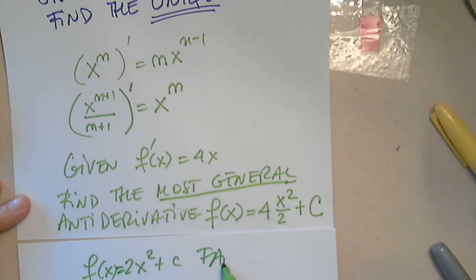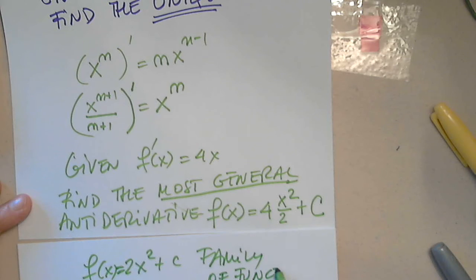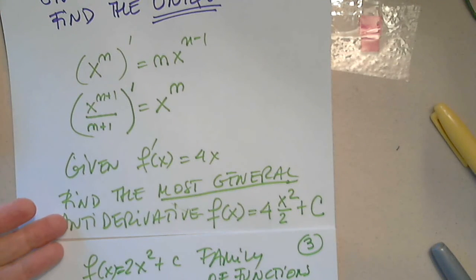It's a family of functions, with all of them having f prime of x equal to 4x. So when I'm asked to find the most general antiderivative, I'm really asked to find the family of functions whose derivative, all of them, have the same derivative, which in this case, a simple case, is 4x.